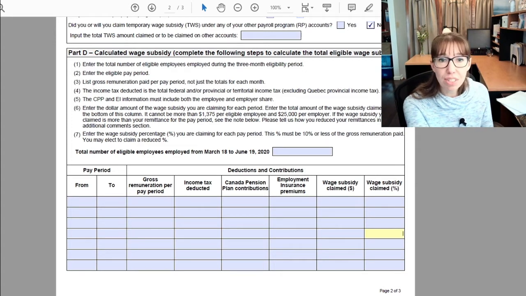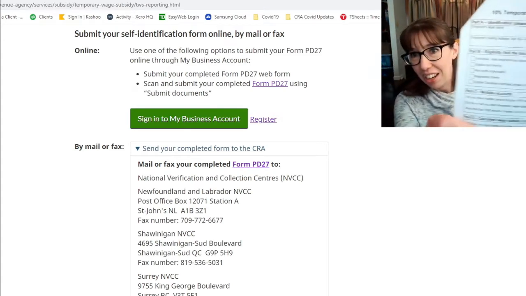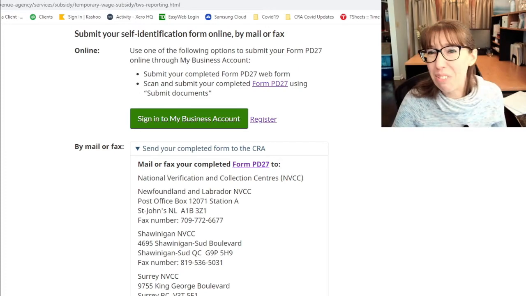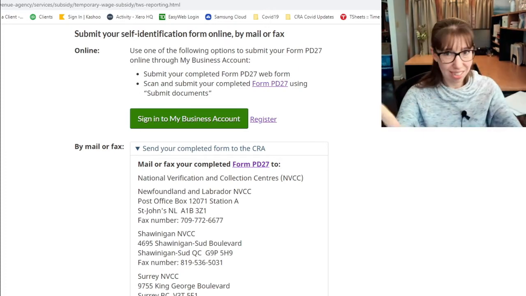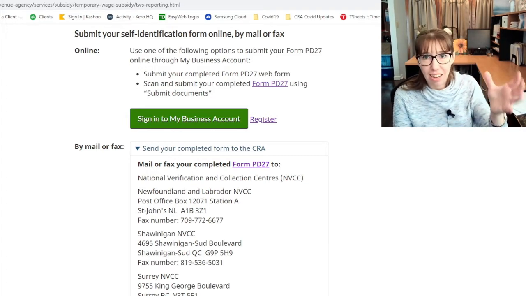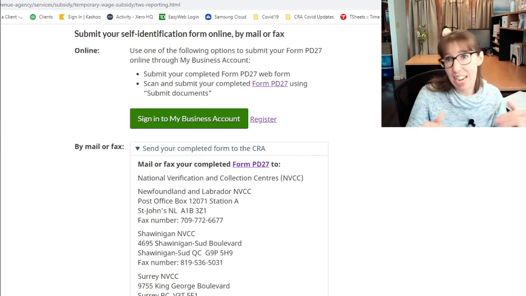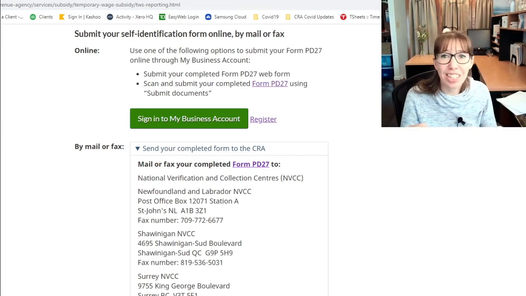Now, if you don't want to deal with fighting with the CRA online form submission, and you just want to fill out an old-fashioned piece of paper and give it to them, because this online form is, first of all, you can't put before March 18th if your pay period starts before or ends after March 18th. You have to say it in the comments section. And in the comments section, it's only 400 characters.